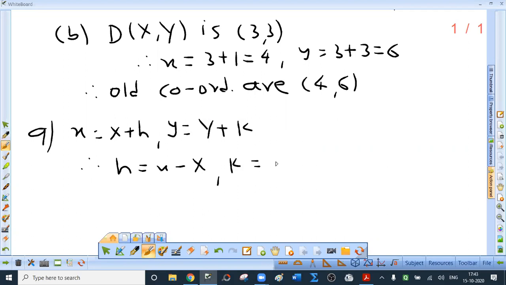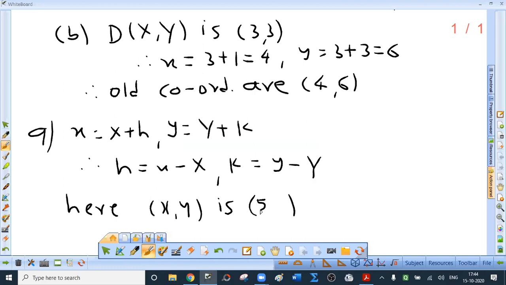Rearrange the terms. Here small x, y are old coordinates. Now they say that coordinates (5, 14) change to (8, 3). So small x, y, old coordinates, must be (5, 14). And new coordinates, see, the point doesn't move anywhere, origin is shifted. So what are the new coordinates? They are (8, 3). So only substitution is there.